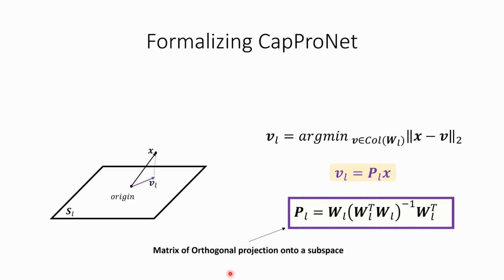And since we need the norm of the capsule as our confidence level about the presence of the entity, we can find the norm simply by Euclidean norm, which can be defined by the square root of V transpose V. Using some mechanical operation and substitution, we get to this final formula, where sigma here is basically W transpose W inverse, and for simplicity, we defined it as sigma.